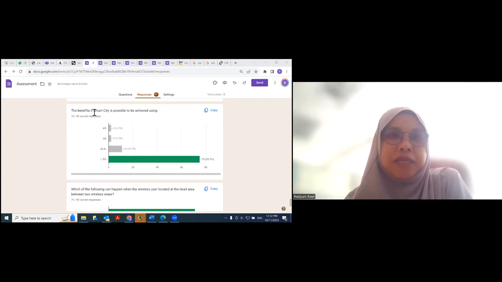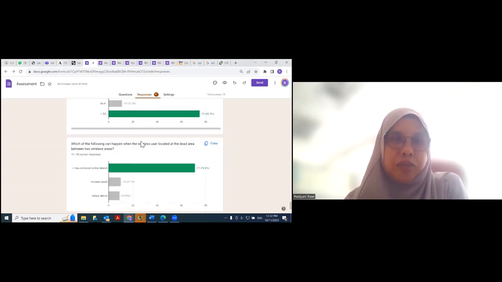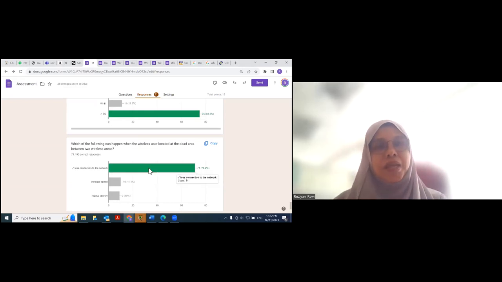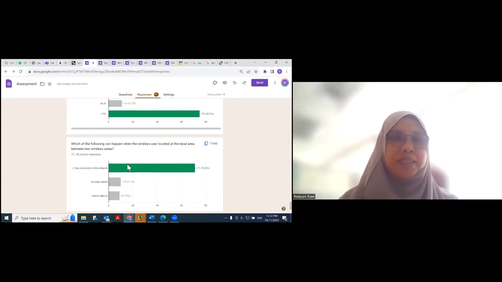The benefit of smart city is possible to be achieved using 5G, because 5G is catering to or focusing on connecting things and people. So in a smart city, all those elements are connected together. By having 5G, it is possible to achieve the benefits of a smart city.